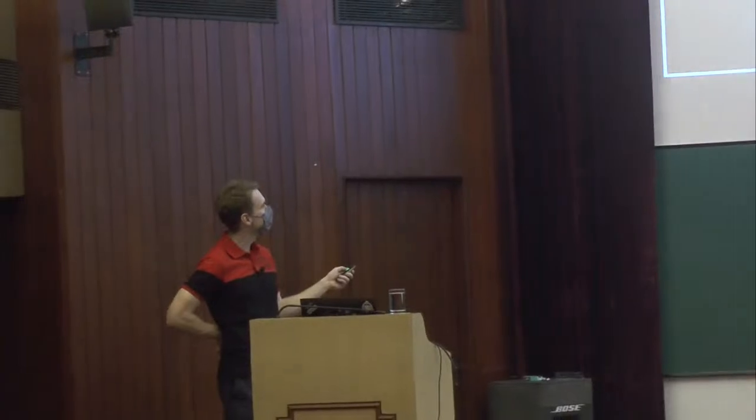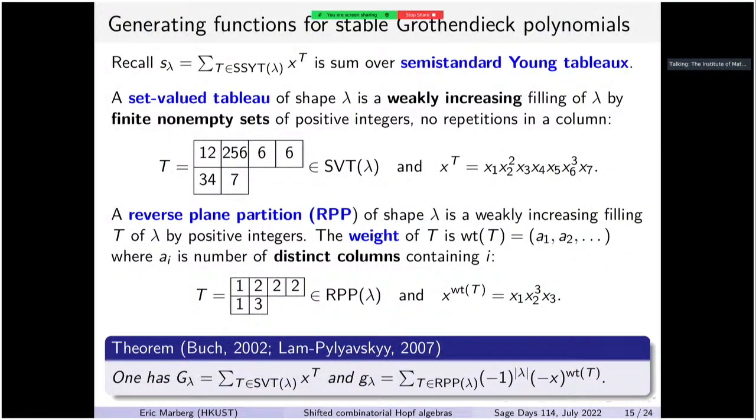Yeah. So this is the plane partition. So it's different conditions. We have tableaux, and then we have plane partitions. Okay. So the plane partitions have fewer conditions. They're just weakly increasing, and you can repeat anything you want.